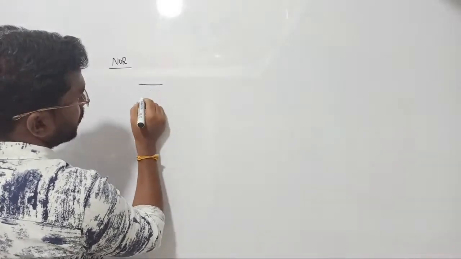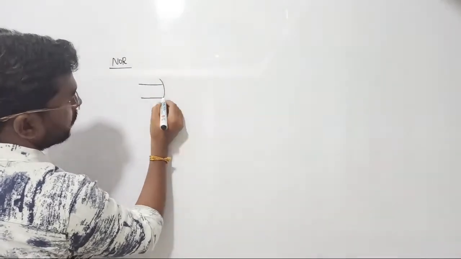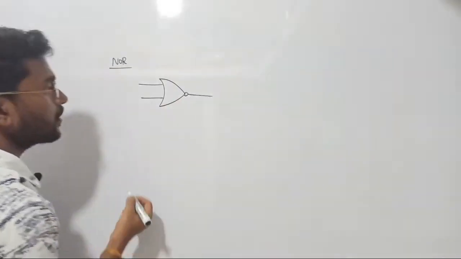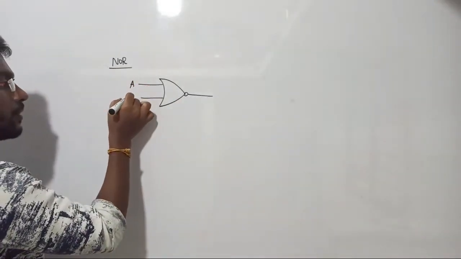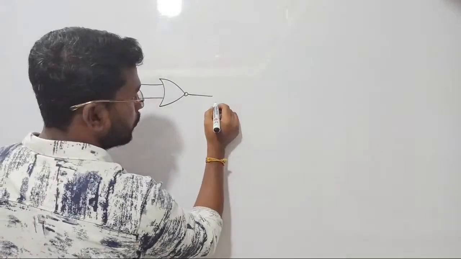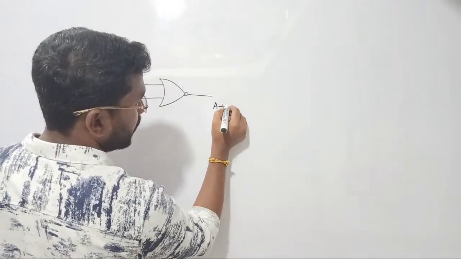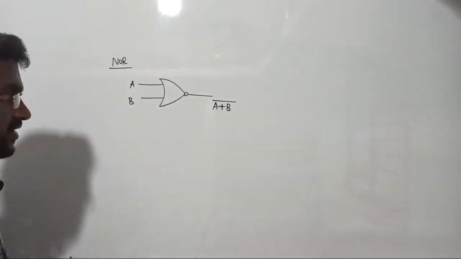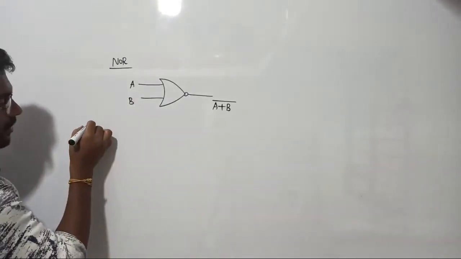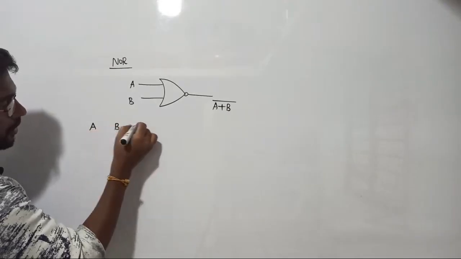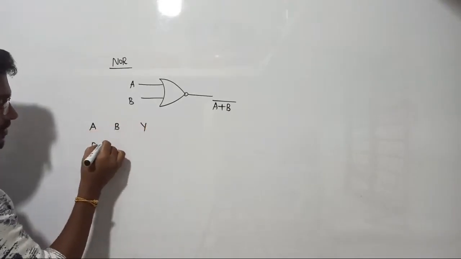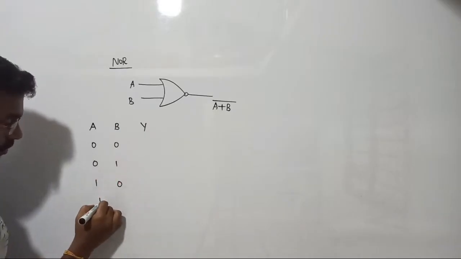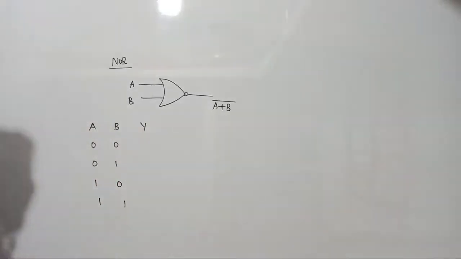NOR gate. It is the inverted version of OR gate, such that just put a bubble here, that's enough. Pass A and B variables through it. So output will become, it is the addition, right? A plus B whole bar. Just we should take bar for this, such that what happens? Let's see, A, B, output is Y, 0 0, 0 1, 1 0, 1 1. Clear? Exactly, that is true.